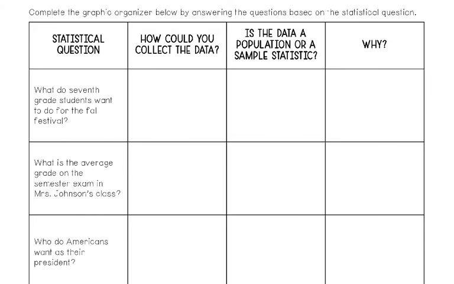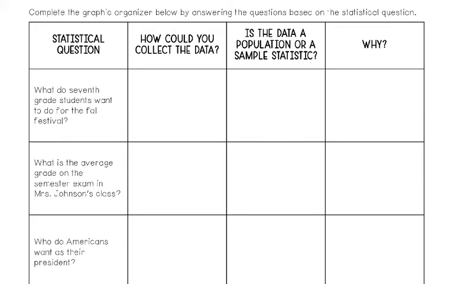The next question, what's the average grade on the semester exam in Mrs. Johnson's class? That's statistical because it's asking about an average. So let's look specifically at each of these statistical questions below and then think, if we wanted to know the answer to that, how can we collect the data? Is the data population or sample? And then why? So let's go through the first one together.